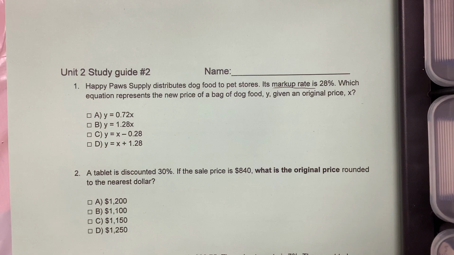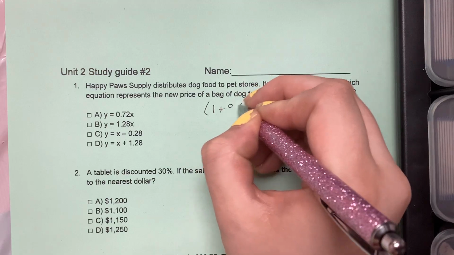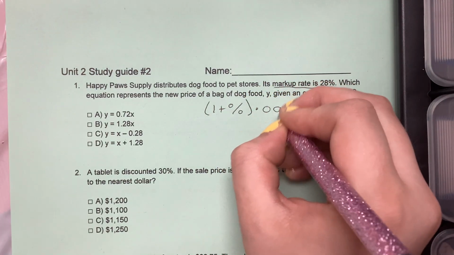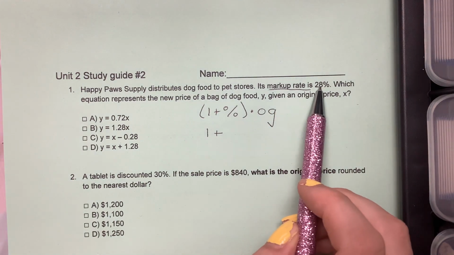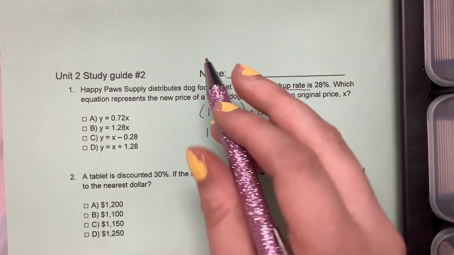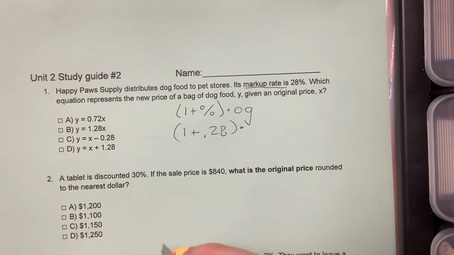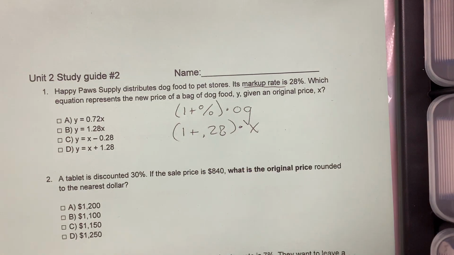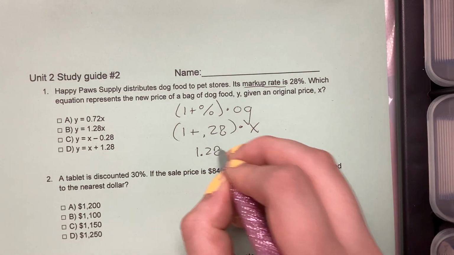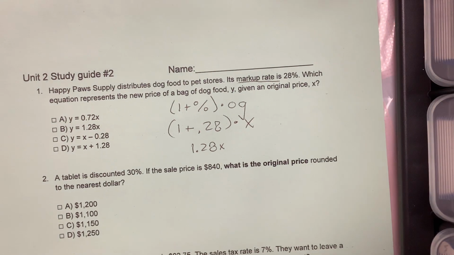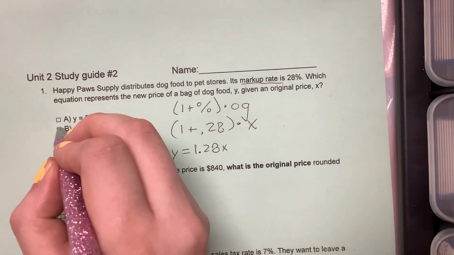In that case, your equation is going to be 1 plus your percent as a decimal times the original. OG is original. 1 plus our percent as a decimal, 28% divided by 100, you get 0.28 times your original number. We don't know our original number yet, so it'll be X in this case. 1 plus 0.28 is just 1.28 times X. We'll have Y equals 1.28X, and the options are right here, B.